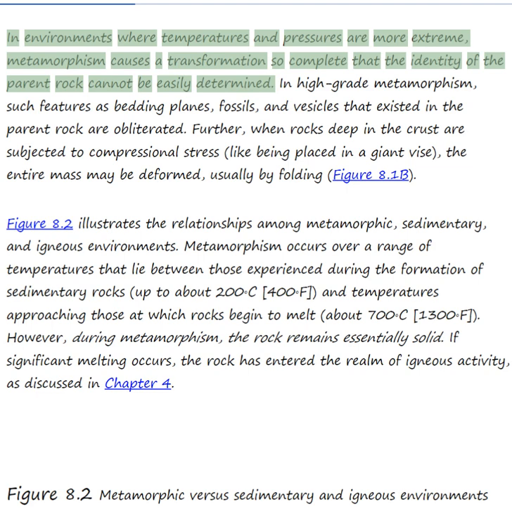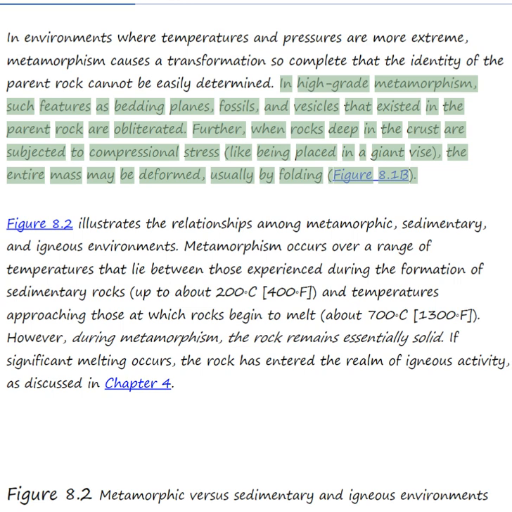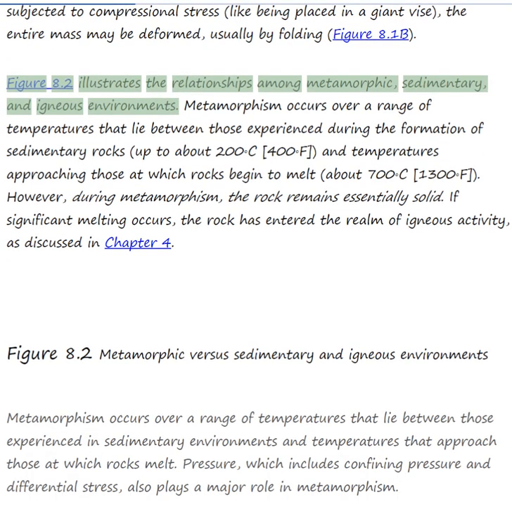In environments where temperatures and pressures are more extreme, metamorphism causes a transformation so complete that the identity of the parent rock cannot be easily determined. In high-grade metamorphism, such features as bedding planes, fossils, and vesicles that existed in the parent rock are obliterated. Further, when rocks deep in the crust are subjected to compressional stress, the entire mass may be deformed, usually by folding. Figure 8.2 illustrates the relationships among metamorphic, sedimentary, and igneous environments.